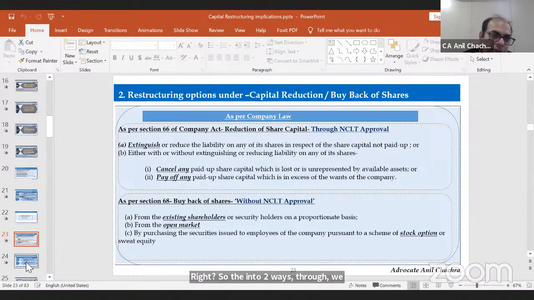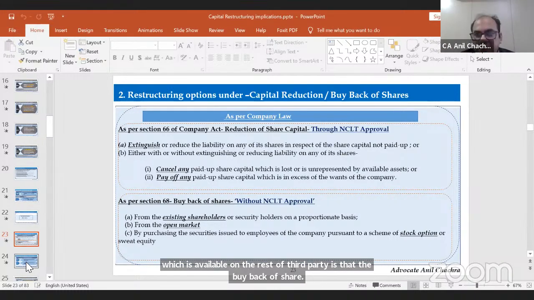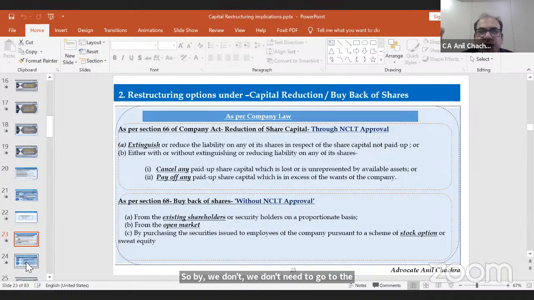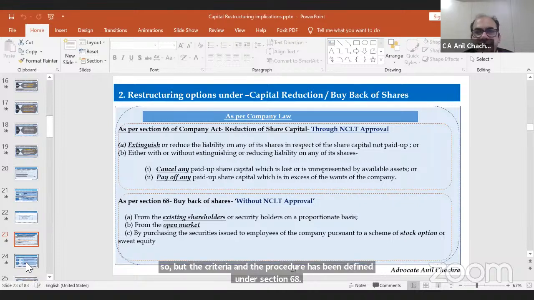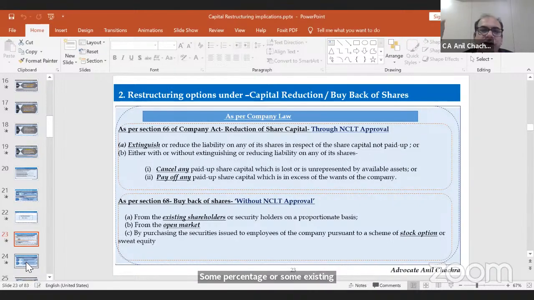of the NCLT. The second option which is available under the restructuring part is the buyback of shares. So for buyback we don't need to go to the NCLT, right? But the criteria and the procedure have been defined under section 68. Some percentage or some existing conditions are required while doing this buyback as far as the company law is concerned.